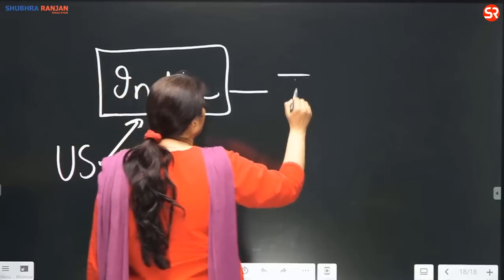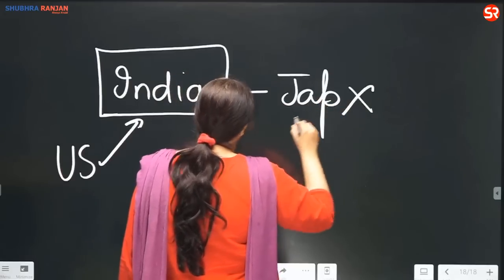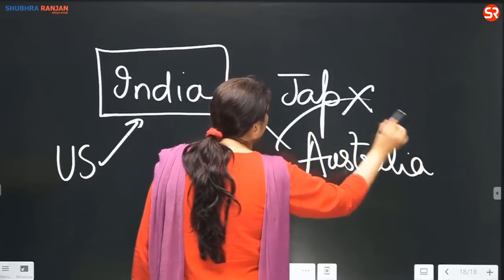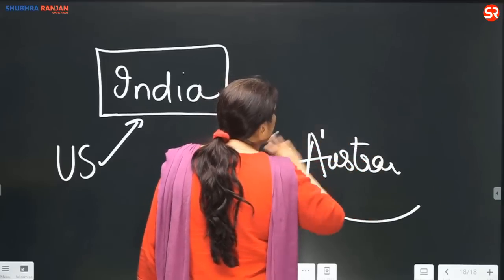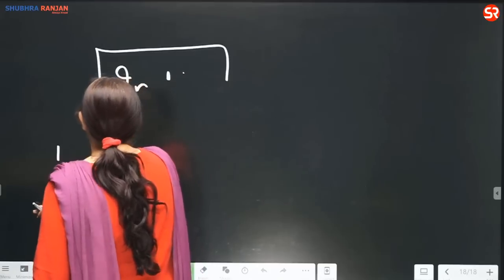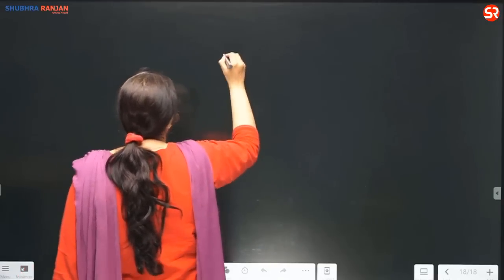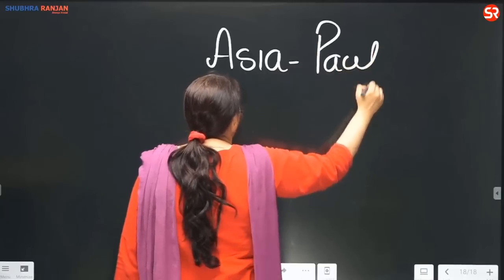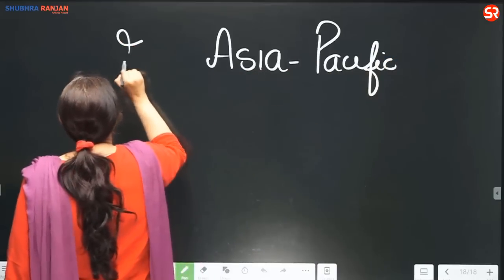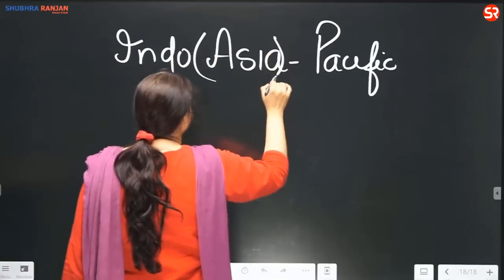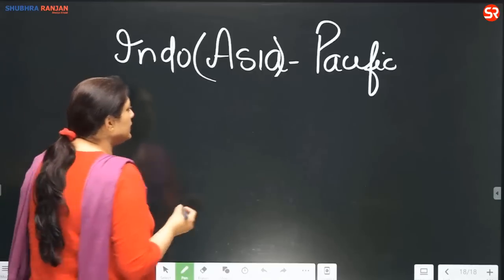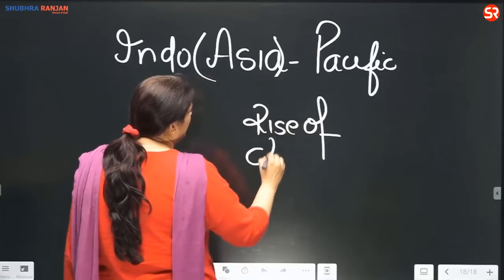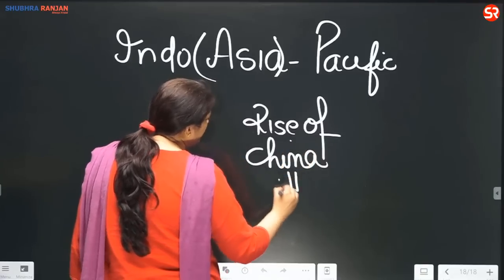The other options are Japan, but Japan is not a military power. Then Australia. Australia is again having huge economic interdependence. So India is the right country for that. So now what we see is that the center of gravity of international politics has shifted to Asia Pacific and to emphasize the bigger role of India, the term being used is Indo-Pacific.